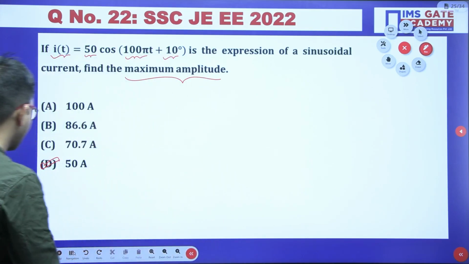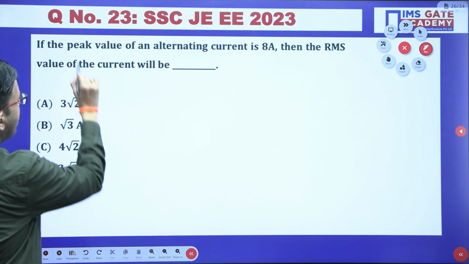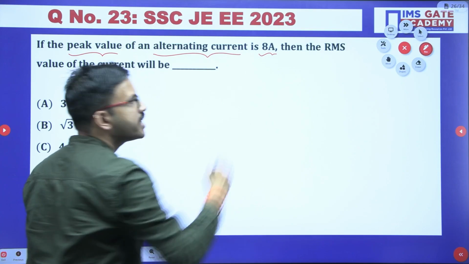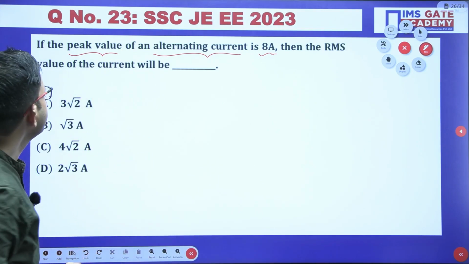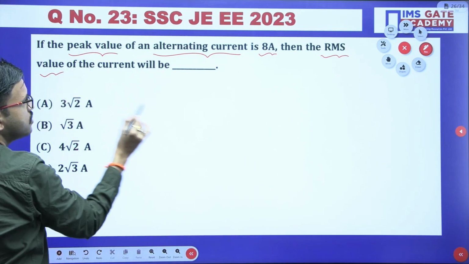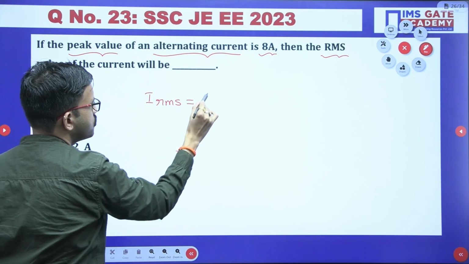Okay, right. So here in this question, the peak value of an AC signal or alternating current is 8 ampere. The peak value they have given. Now they are asking for the RMS value. Just now we mentioned that the RMS value is nothing but Im by root 2.